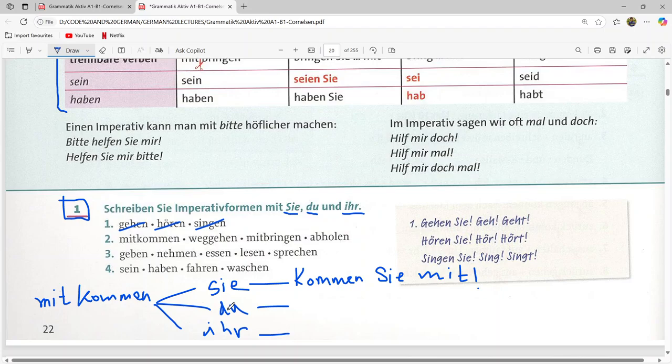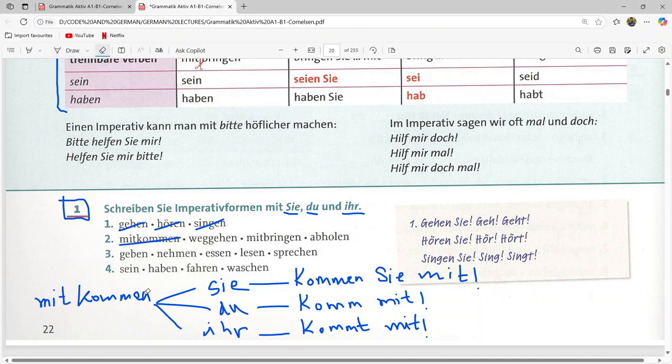Next one is the du form. Kommen becomes kommst. So we don't have to use the st, just write komm. Since it is a trennbares verb, mit is remaining, so komm mit. Last one, er. Kommen will become kommt mit. Done.